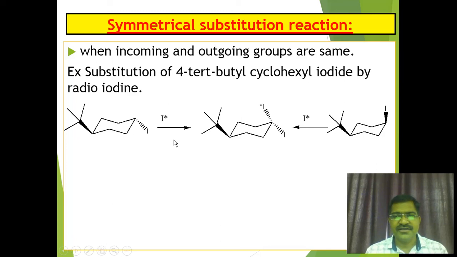Here if you study, there are two isomers. This isomer is a trans isomer. The 4-tertiary butyl group and this iodine are anti with respect to each other, and therefore this compound is trans. If you go toward the right hand side, both iodine and the 4-tertiary butyl group are pointing in the upward direction, that is toward the same side, and therefore this isomer is a cis isomer.